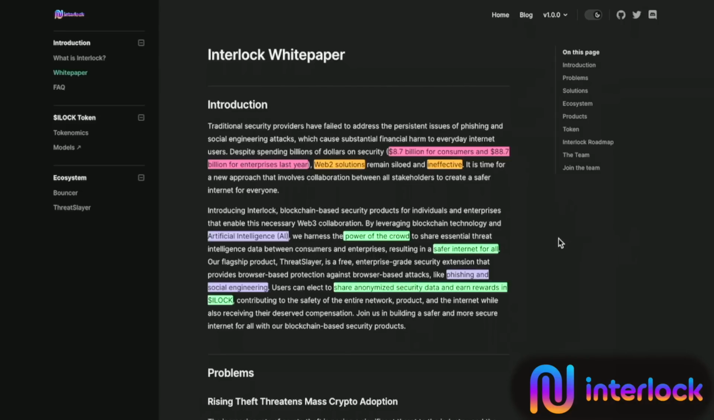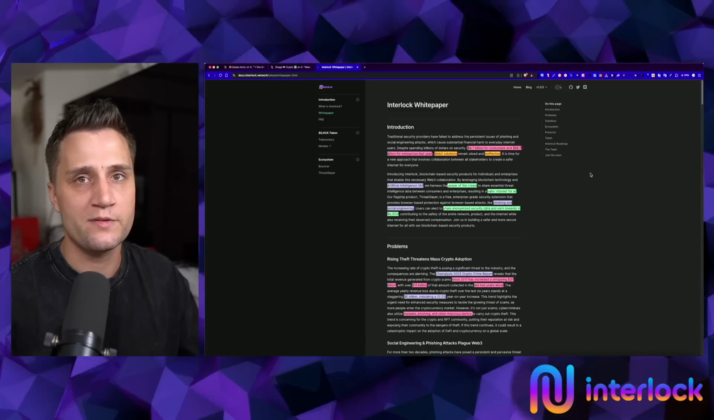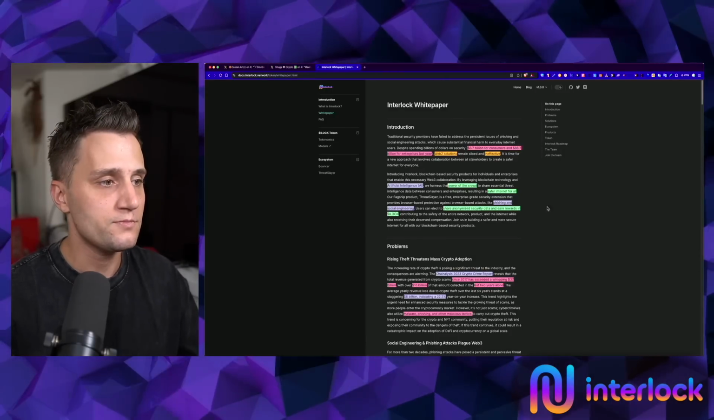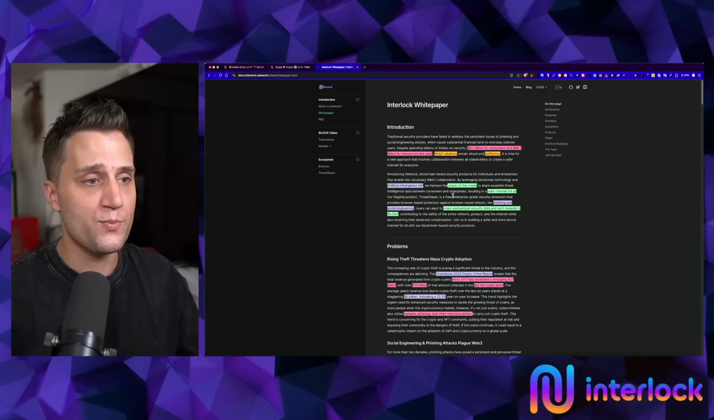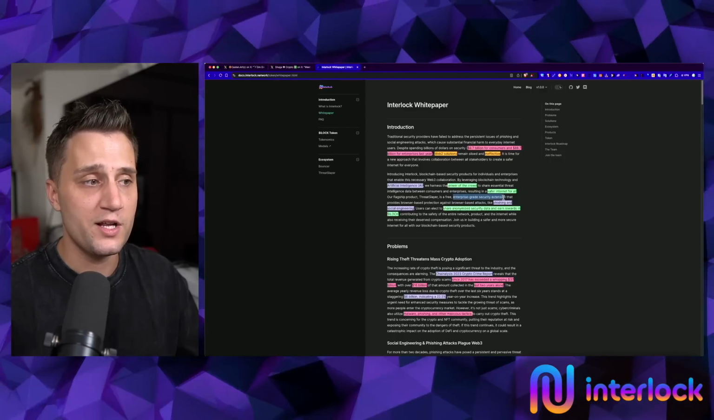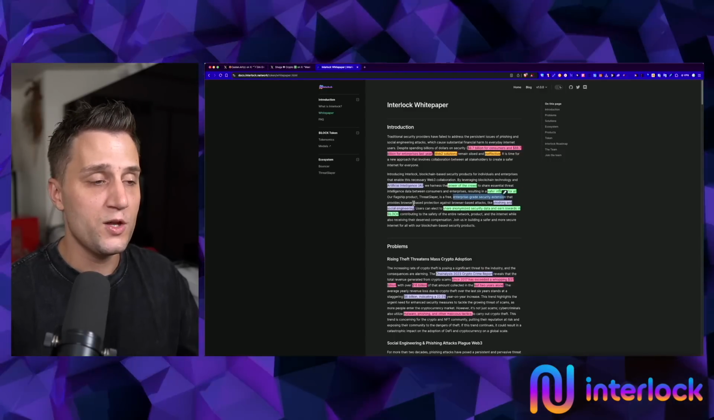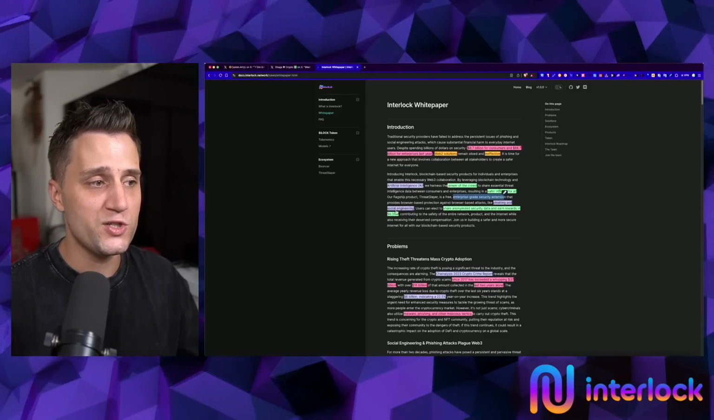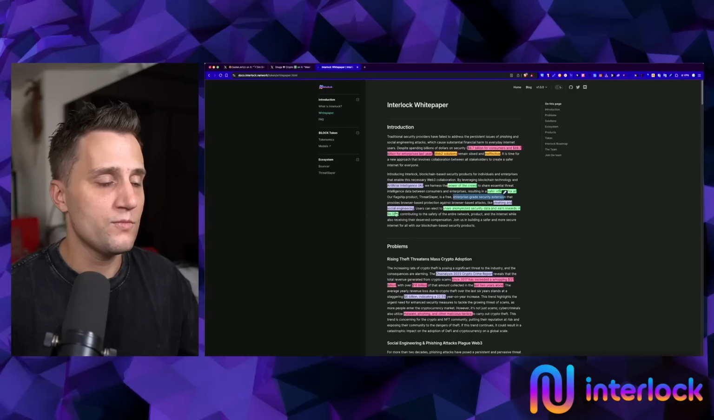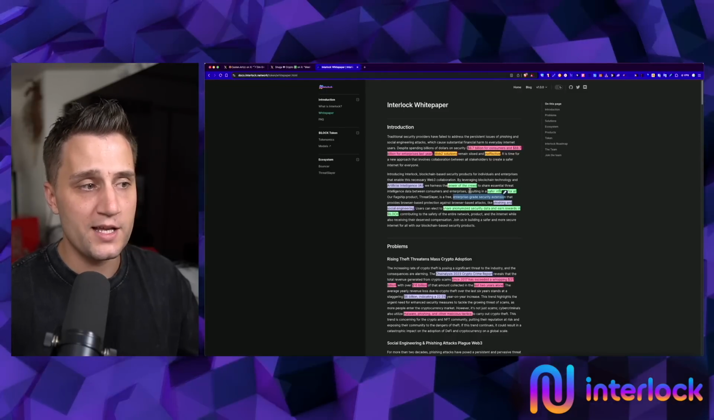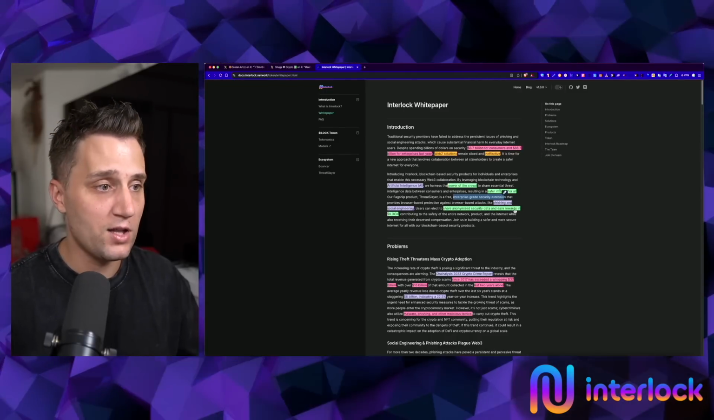This is not just Web 2.0 or Web 3.0. Web 2.0 users can also use this to protect themselves from phishing attacks, and they can earn iLock, which gets them into Web 3, right? Which gets them those blockchain rewards. Now, their flagship product is ThreatSlayer, and it's free, and it's an enterprise-grade security extension that will protect the users from browser-based attacks like phishing and social engineering. And the users can elect to share this data with Interlock, and then they can earn rewards in iLock.